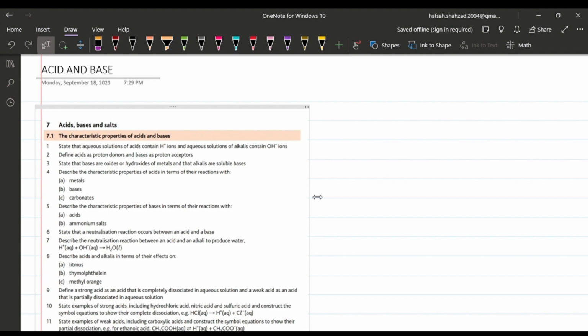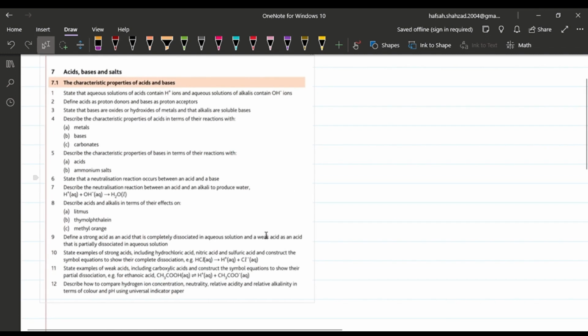So we have 7.1, which deals with the basic properties of acids and bases, and 7.2 talks about the basic oxides, the amphoteric oxides, and the acidic oxides. The last section, 7.3, deals with salt preparation. In this particular video, we'll be discussing only 7.1, the basic properties of acids and bases, and in further videos we'll look into 7.2 and 7.3 as well.